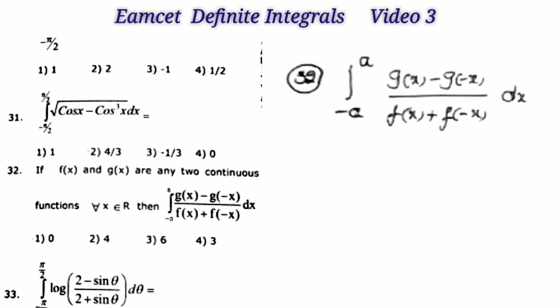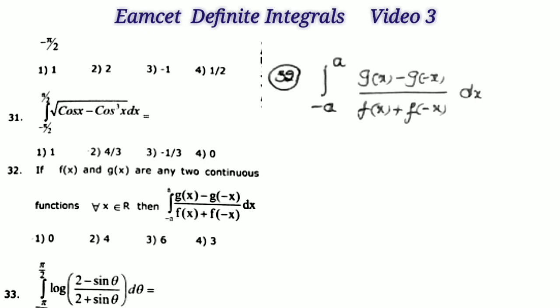Next problem, sum number 32. If f of x and g of x are any two continuous functions for all x belongs to R, then integral minus a to a of g of x minus g of minus x by f of x plus f of minus x into dx is equal to.